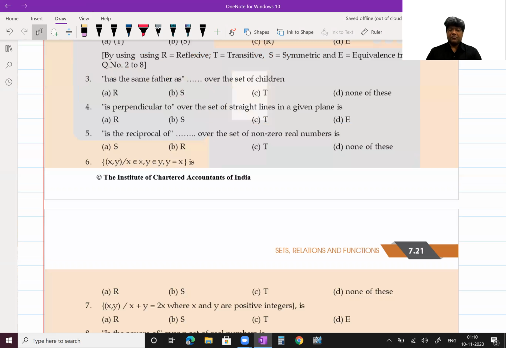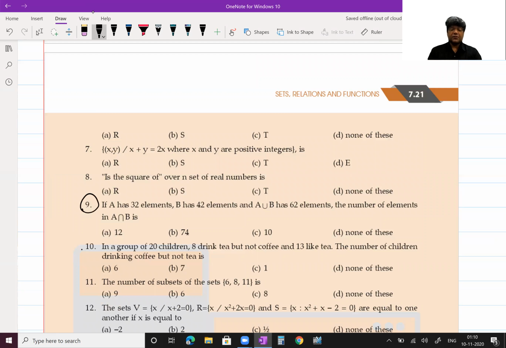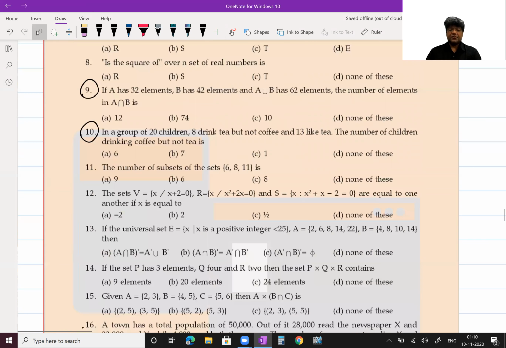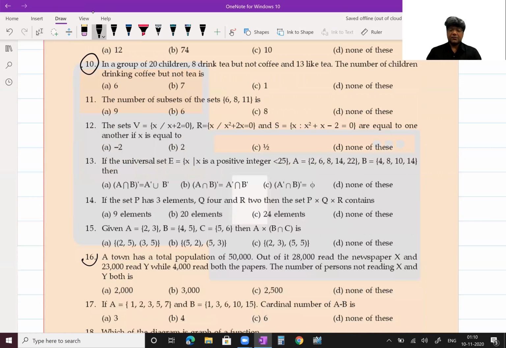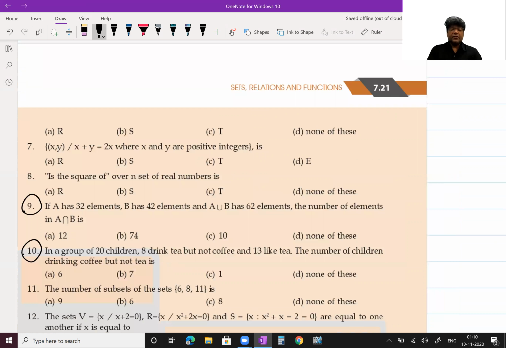Here I will go to touch some Venn diagram based questions, guys. I see question number 9, question number 10. Any other question here? Question number 16 also. All these are Venn diagram based questions, guys. You can do by formula also. One question I will do by formula and one I will do by Venn diagram.